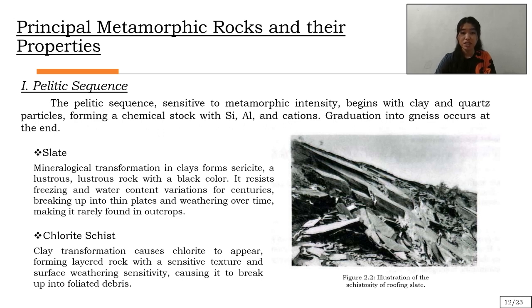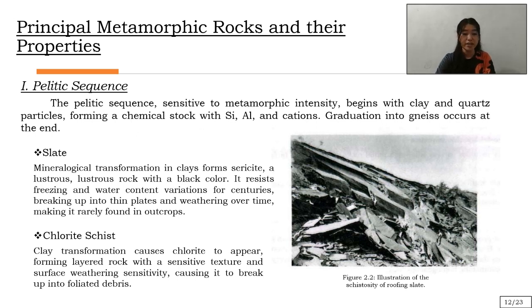The pelitic sequence, sensitive to metamorphic intensity, begins with clay and quartz particles forming a chemical stock with silicon, aluminum, and cations. Graduation into gneiss occurs at the end. So the pelitic sequence refers to a specific series of changes that happens during metamorphism, and it is discussed first because it reacts particularly to the intensity of metamorphic conditions. In simpler terms, the pelitic sequence describes how rocks made of clay and quartz change when exposed to increasing pressure and temperature. The result is the formation of gneiss, a more advanced metamorphic rock.